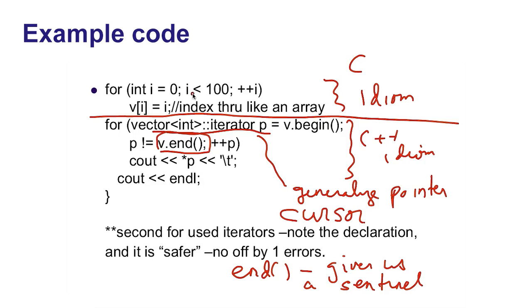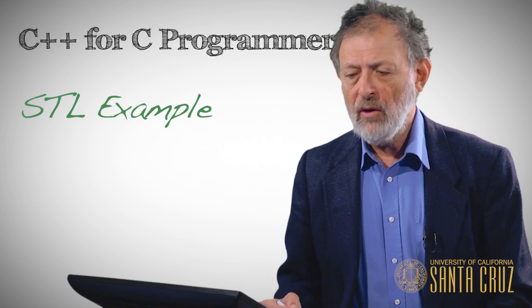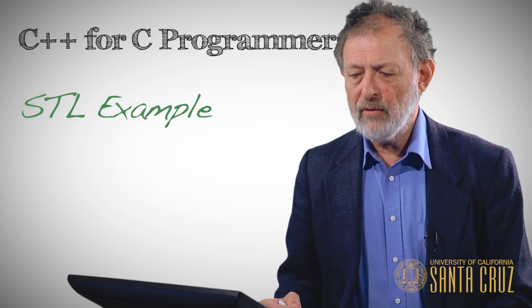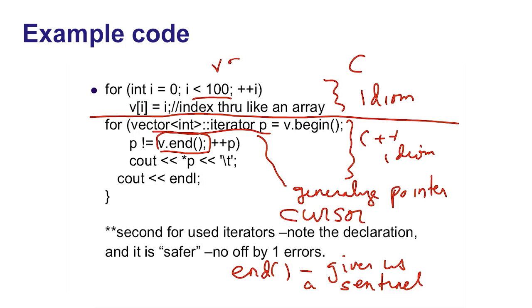So it's like less than 100. 100 there is the sentinel. That means we can look up through 99. So there is no V of 100. 100 is instead the sentinel. It's one past. So think of it as one past, one element past.